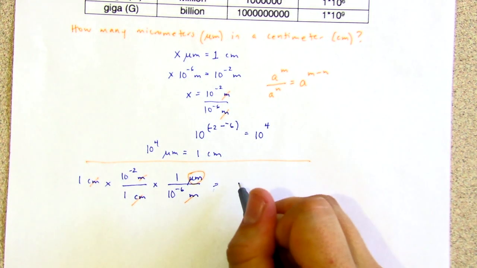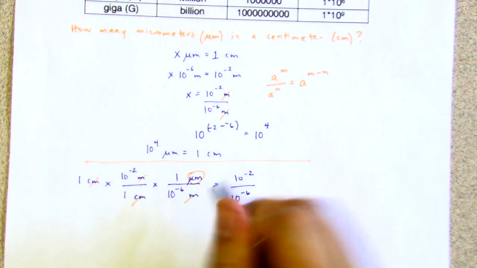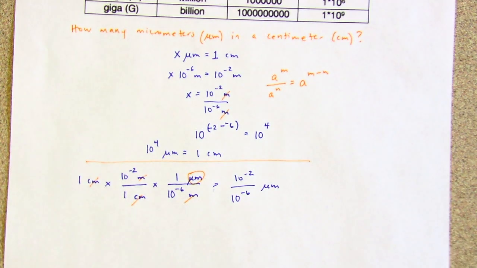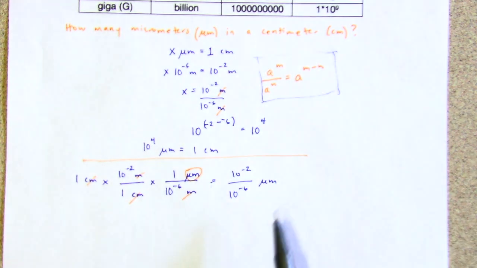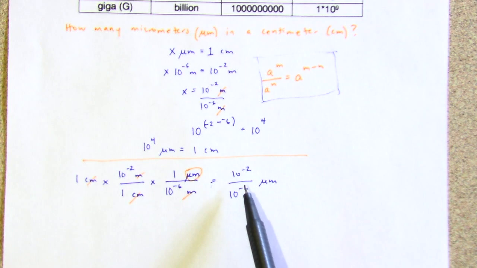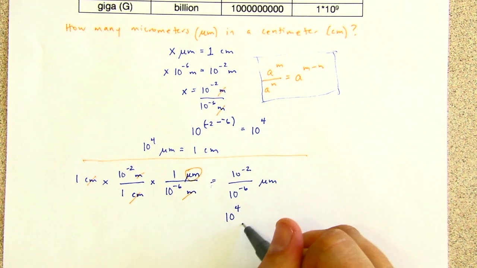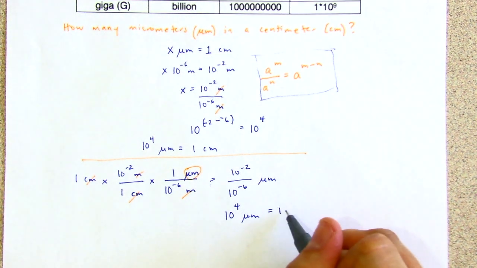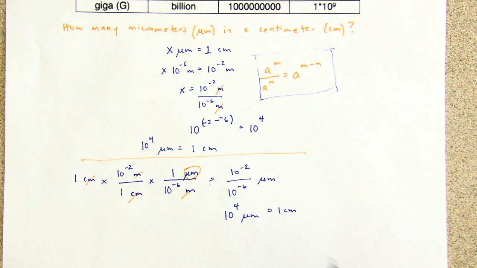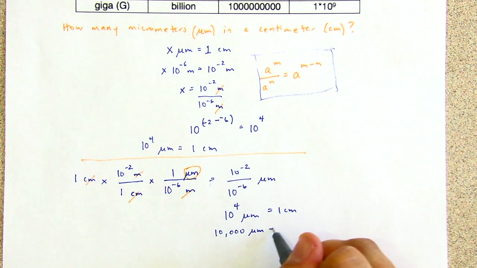So it's 10 to the negative 2 over 10 to the negative 6, unit of micrometers. It's the same algebraic situation, right? Using that rule, we know this is 10 to the power of negative 2 minus a negative 6. So it's 10 to the positive 4 micrometers. And so we have the same answer, same relationship. 10 to the power of 4 micrometers is equal to 1 centimeter. And if we want to get rid of the powers of 10, 10 to the power of 4 is 10,000 micrometers in 1 centimeter.